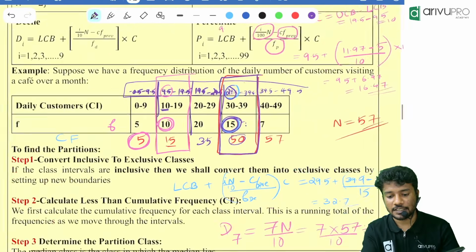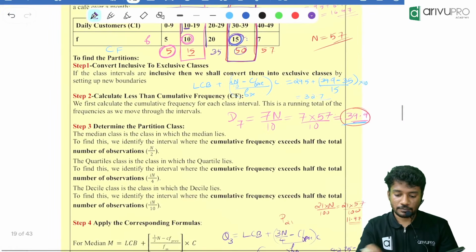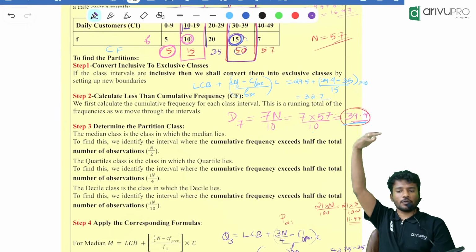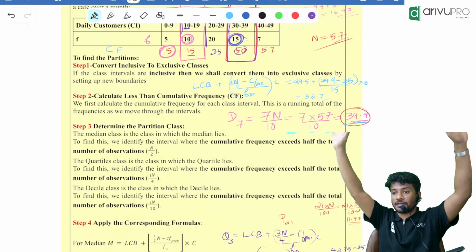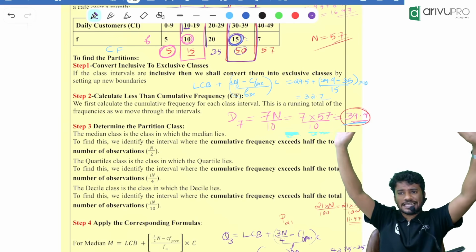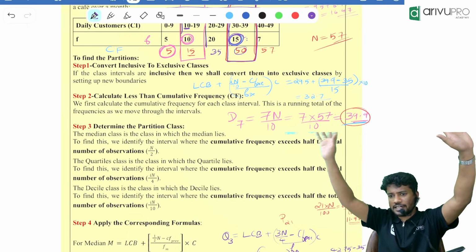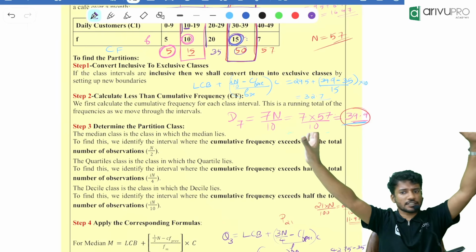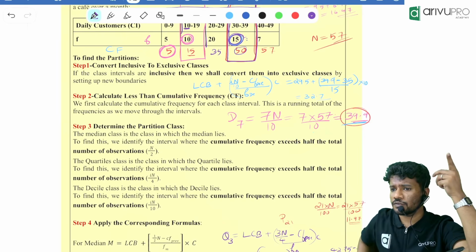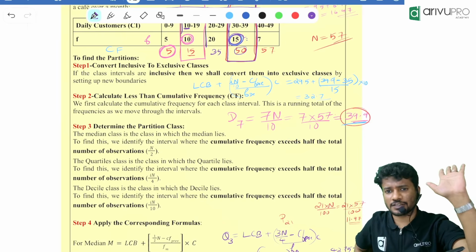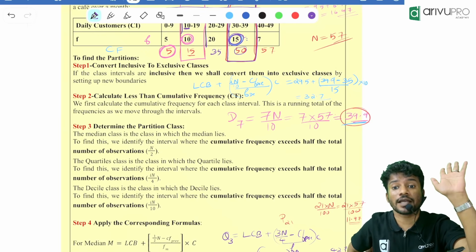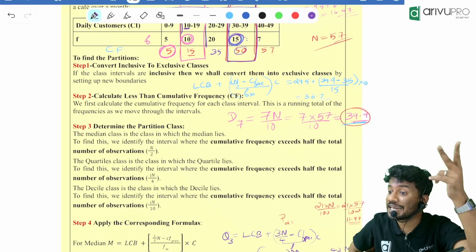Now, what are the steps? Can anyone re-narrate the steps? What all things are we doing? First, we find the less than cumulative frequency for all the classes. Now, what if the classes are inclusive? We will convert them into exclusive. You should do that automatically. If you don't convert, you will get a wrong answer.